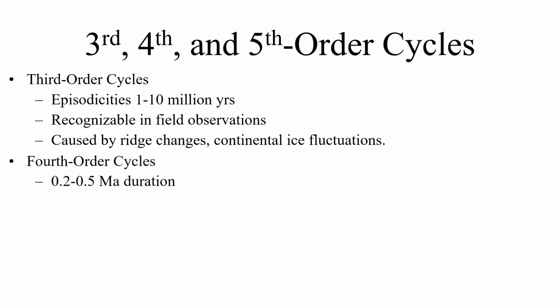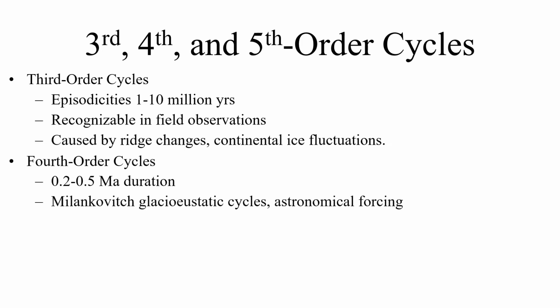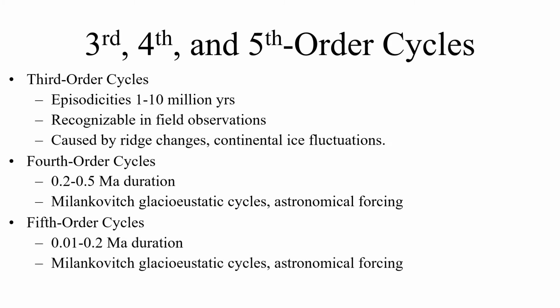A fourth order cycle has about a 0.2 to 0.5 million year duration. These include some of our glaciostatic Milankovitch cycles. A lot of this is from astronomical forcing, so it's what's going on outside of our planet. A fifth order cycle, again, has very, very short time scales, 0.01 to 0.2 million years. More of our other Milankovitch cycles and other forms of astronomical forcing. So when we really get into Milankovitch cyclicity, those are more fourth and fifth order cycles.